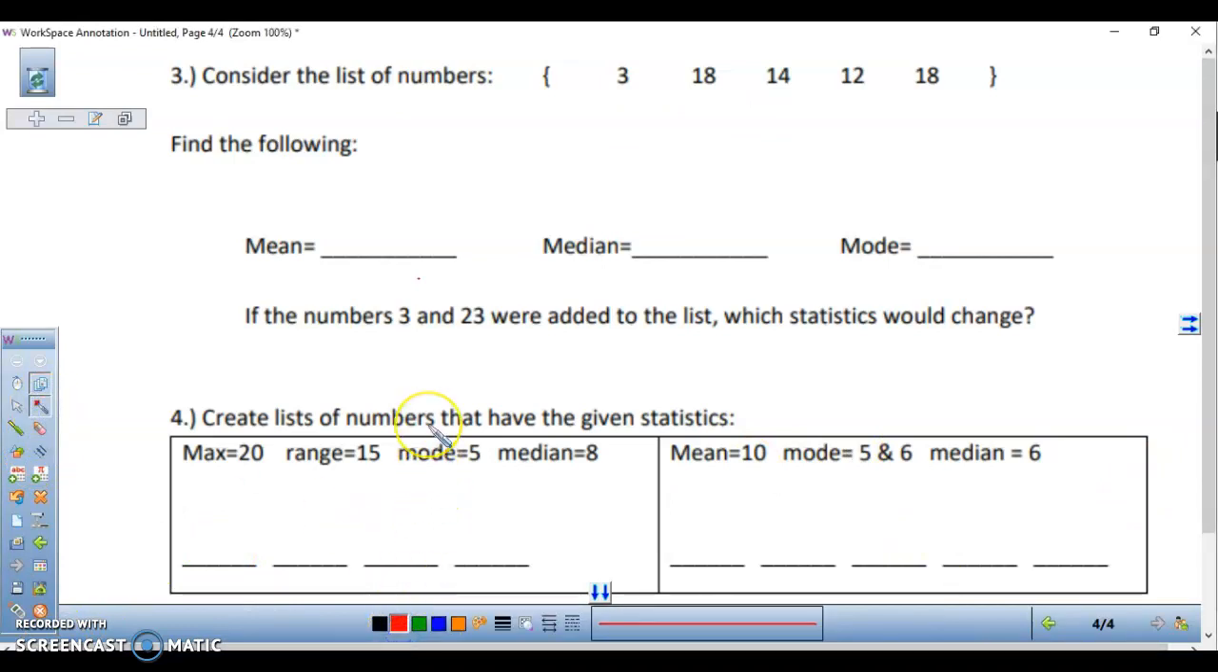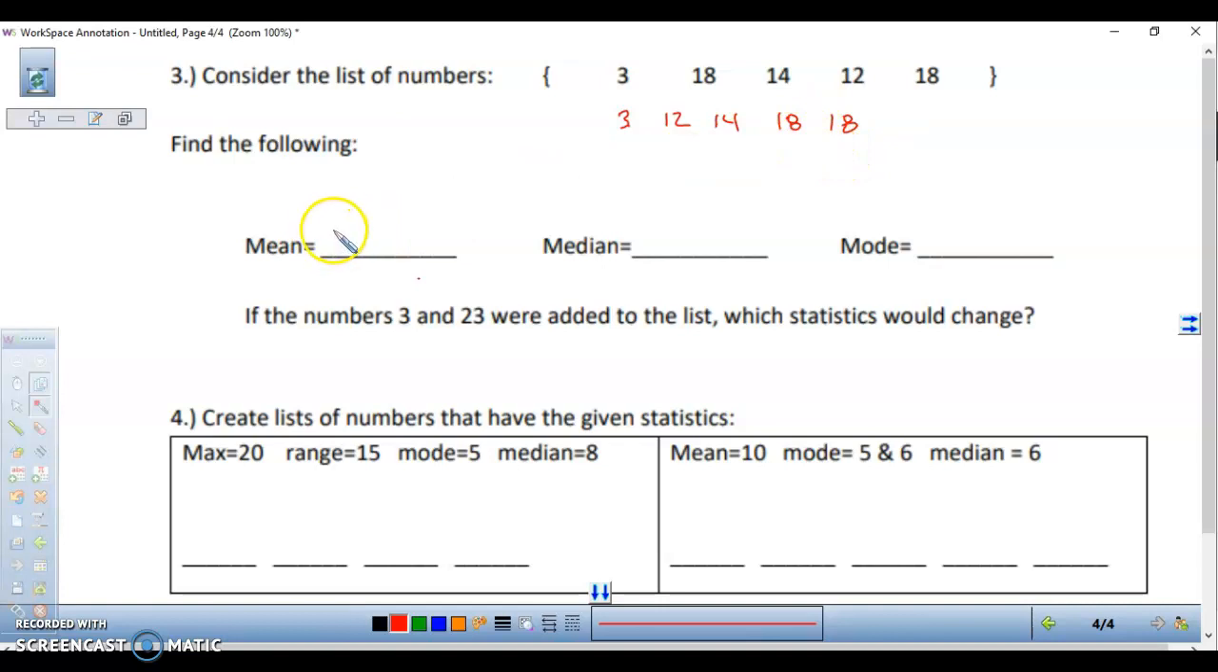So here we are, you guys, for this next example, example 3. Remember the first thing I said you got to do is put the data in sequential order. So we're going to start with the smallest data value, which is 3. Then the next smallest is 12. Then 14. Then 18. And then 18. So make sure you do that first.